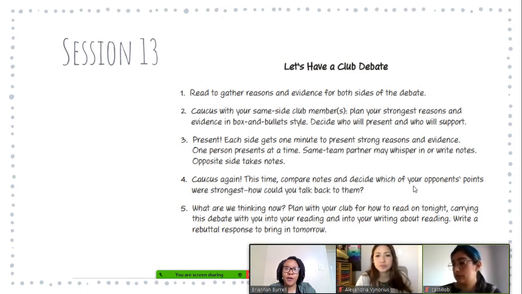Session 13 is so fun because the kids are going to have a chance to debate their book club members. So now they're taking all of the evidence that they've collected throughout the bin, and they're going to have a debate. You can see the directions in session 13 about how to have a debate caucus. And really the biggest idea from this session is that kids are using text evidence to support their debate and their ideas. So that is all of bin 2.